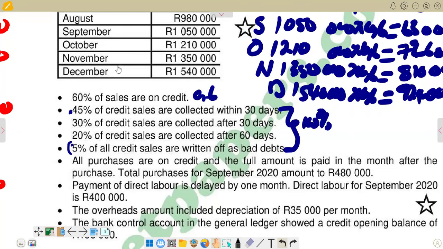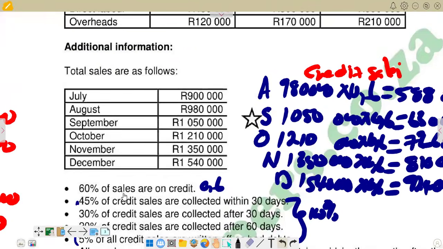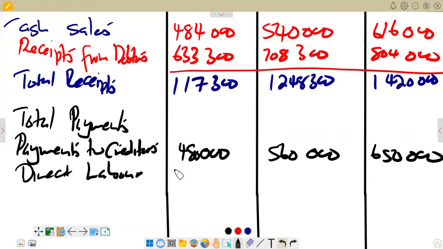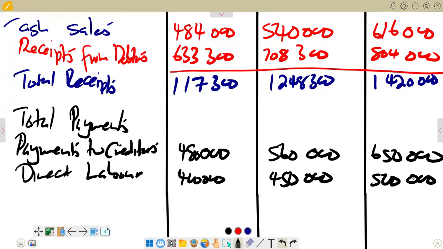So we can just go there. We are going to start with 400,000. That's for October. Then for the direct labor that we have there, this 450 for October will be paid in November. This 500 will be paid in December. As simple as that. So we enter as such. For direct labor, the one for September being paid in October, we have 400,000. Then the one for October being paid in November, sorry, let's see, 450,000. Then the November one being paid in December is 500,000. So we record it when it's paid.